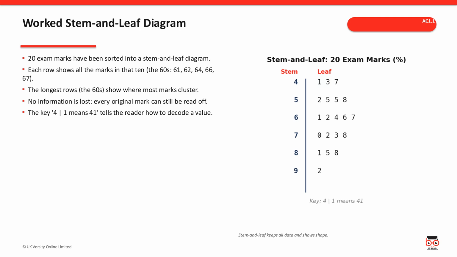Let's look at 20 exam marks sorted into one of these. Each row gathers all the marks in a given 10. So the 60s row shows 61, 62, 64, 66, and 67, 5 marks bunched together. Because that's the longest row, you can see at a glance that most of the class scored in the 60s. And nothing's been lost. Every original mark is still sitting there to be read off.